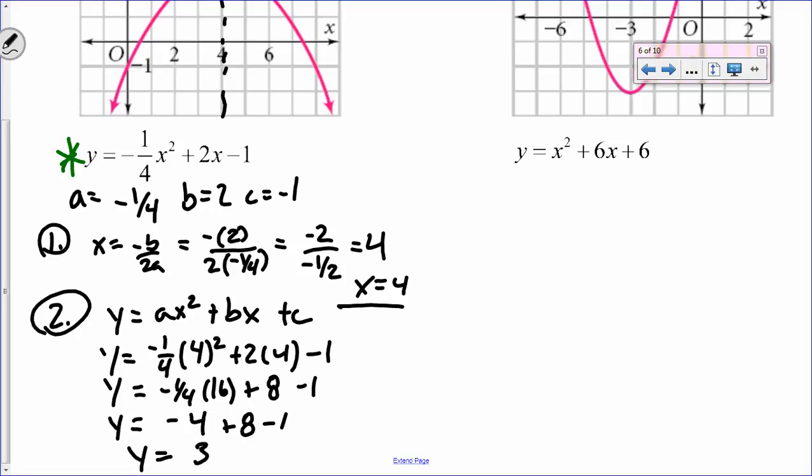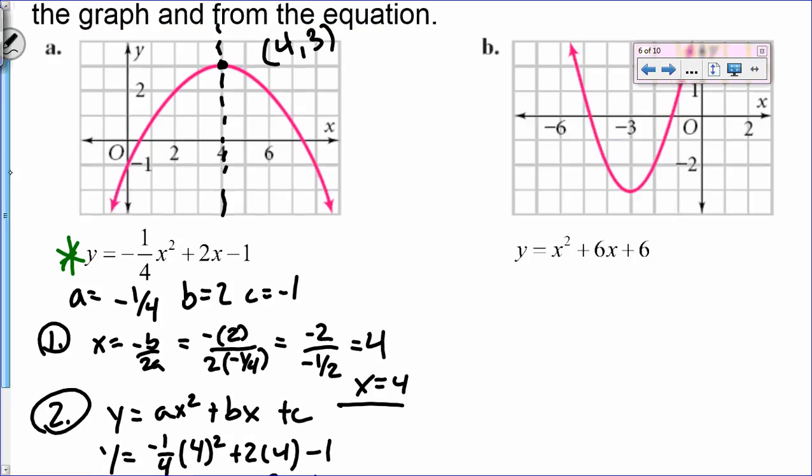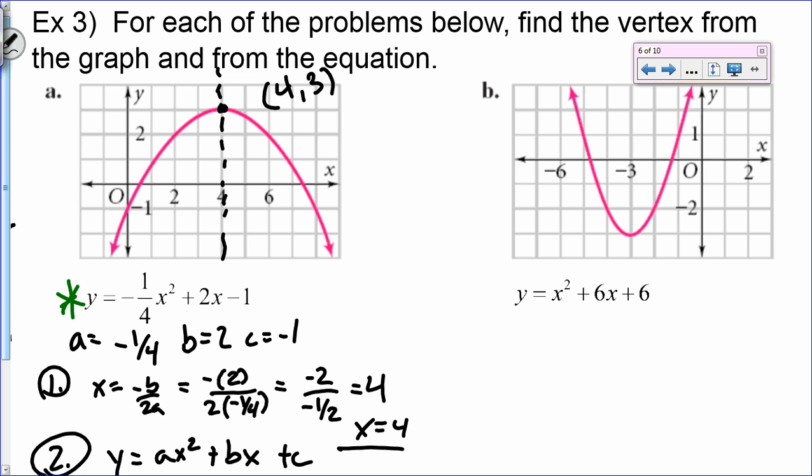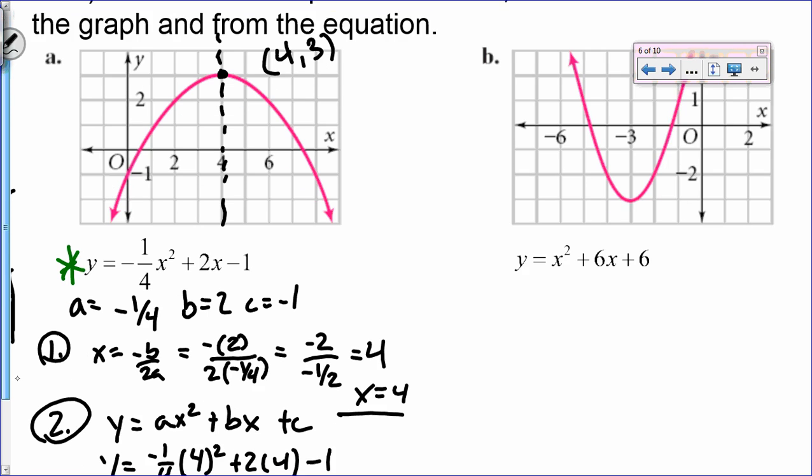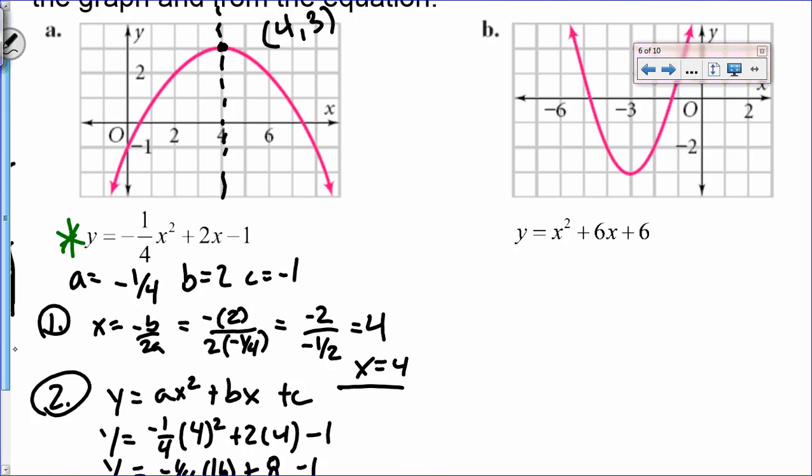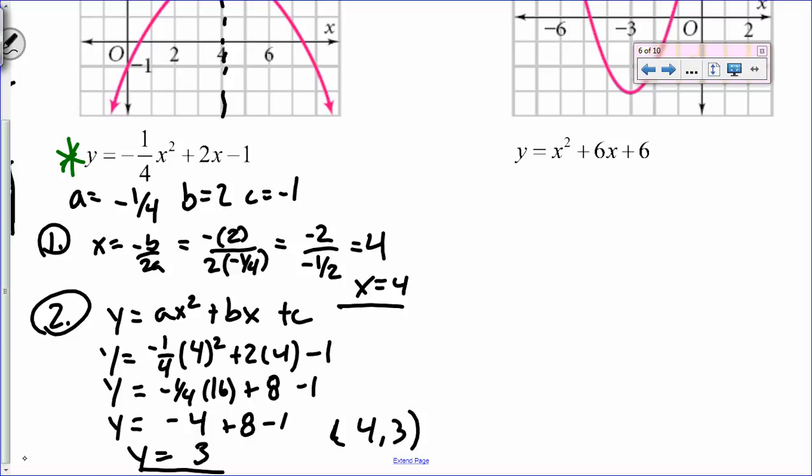And look, we got x equals 4, y equals 3. That's enough to give us an ordered pair, (4, 3). And again, that's our process for finding the vertex. And if you notice (4, 3), that's the point we suspected just by observation to be the vertex. So that's accurate.